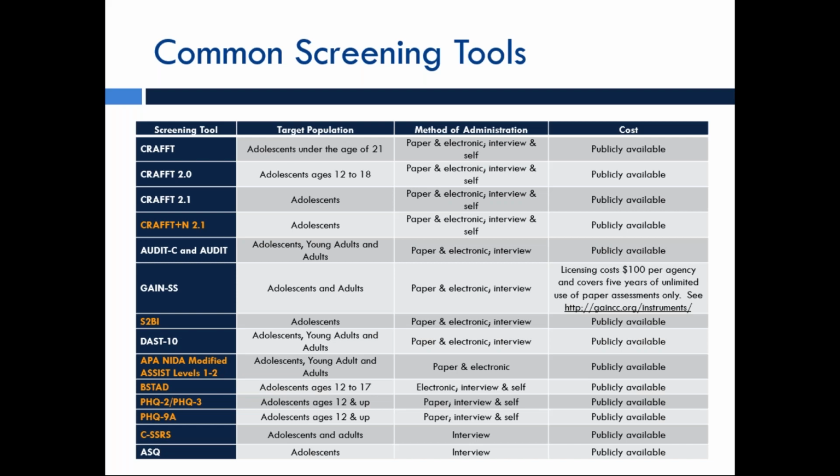So here we have provided a few different screening tools that we do recommend for use and some information about them. We're going to be going over the tools that are highlighted in orange, and so that's the CRAFFT+N 2.1, the S2BI, the APA NIDA Modified ASSIST Levels 1 and 2, the BSTAD, and the PHQ 2, 3, and 9A, and the C-SSRS. As you see, a number of these tools are specific to substance use, alcohol, and drugs, and some add in nicotine.